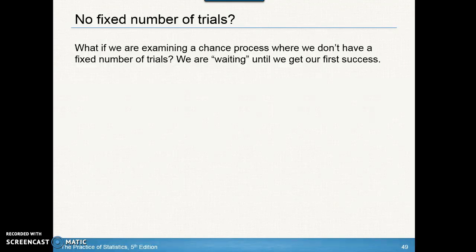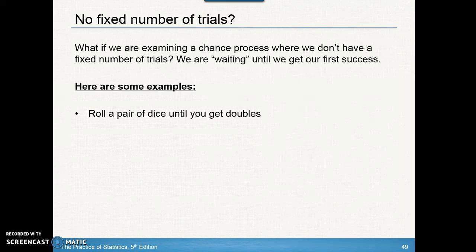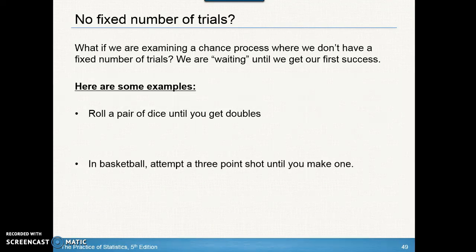Okay, so now that we've discussed the binomial distribution and the conditions for that, what happens if we're examining a chance process and we don't have a fixed number of trials? What if we're waiting until we get our first success? Okay, so here's some examples. Let's say we roll a pair of dice until we get doubles. All right, our number of trials aren't fixed.